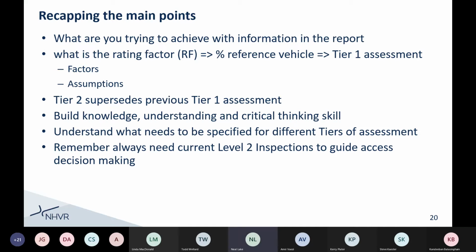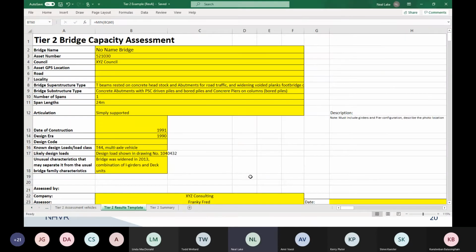We covered what we need to specify. I'll go and have a look at the spreadsheet now. And remember, always, we need current Level 2 inspections to guide access decision making. You shouldn't be making access decisions without current Level 2 inspections. All right, so what I want to do now, to finish off, is have a little bit of a look at what a good template might look like for reporting Tier 2 assessment.